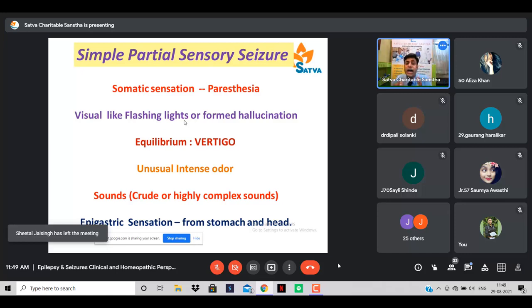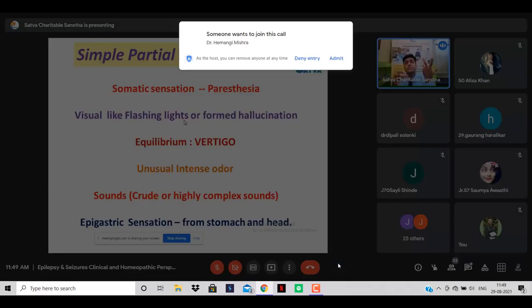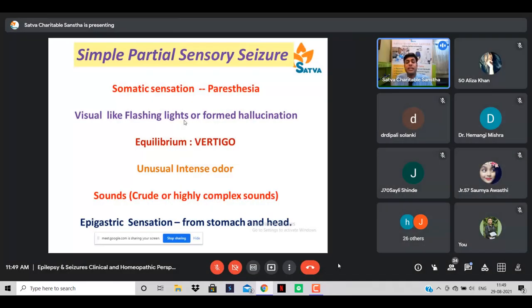These seizures are basically a representation of abnormal neuronal impulse in a particular part of the brain. If the sensory area is involved, suppose the parietal lobe, which has to do with sensation, it will manifest as somatic sensation like paresthesias, or visual flashing of light, or visual hallucination, or a loss of balance, that is known as vertigo. Or there is an unusual intense odor. If the temporal lobe is involved, there is an unusual olfactory sensation, then some sounds, or a vague sensation in the stomach and the head. So this is to do with the simple partial sensory type of seizure.